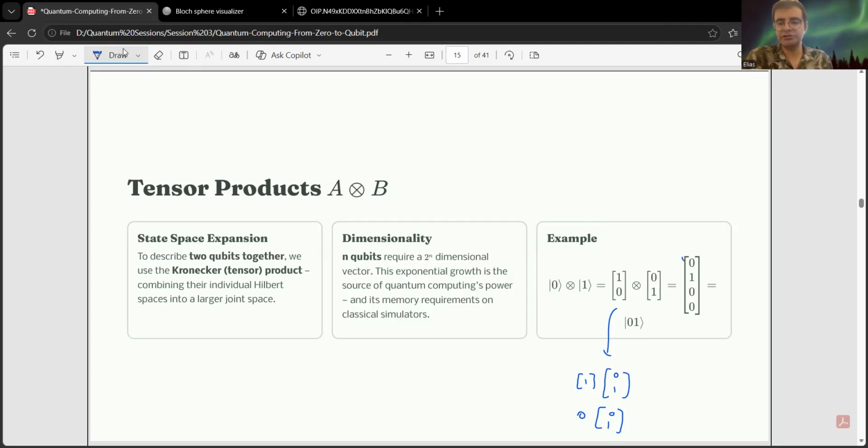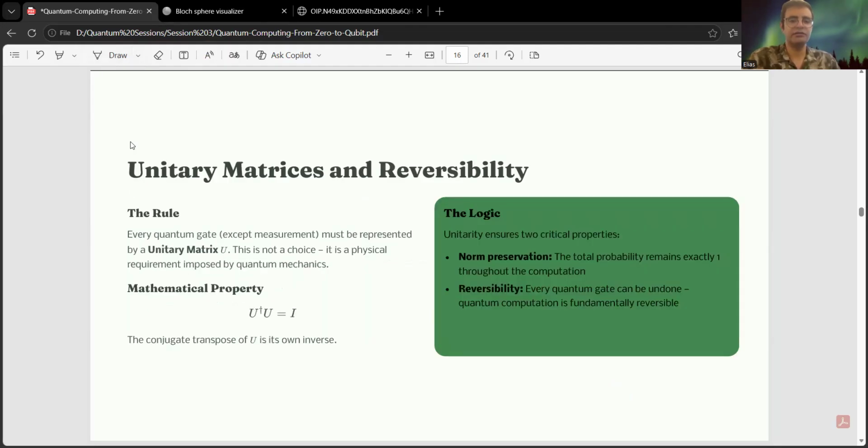1 by 0 is going to be 0. 1 by 1 is going to be 1. 0 by 0 is going to be 0. 0 by 1 is going to be 0. This is the tensor product or Kronecker product. We will come back to that later anyway. It's good to just hear it.